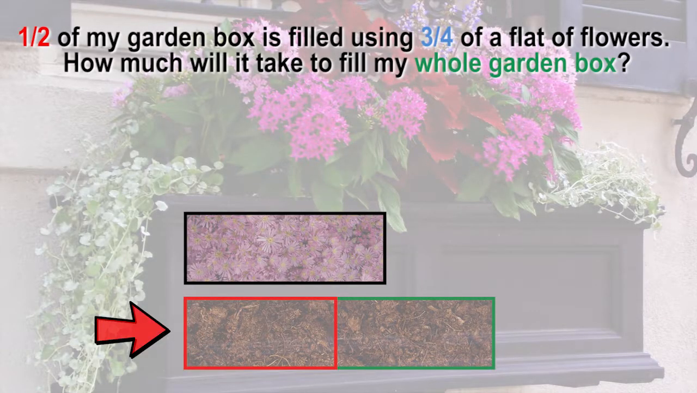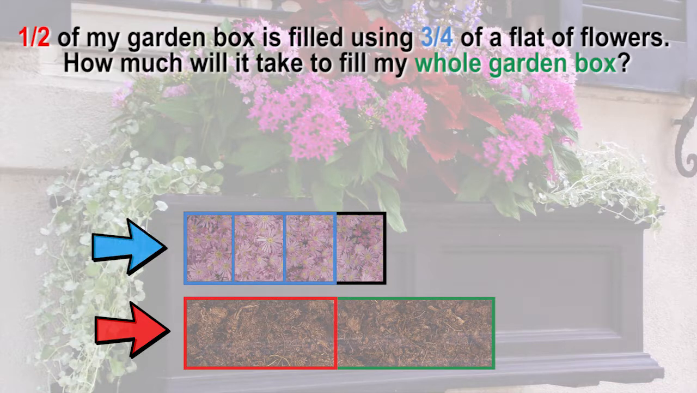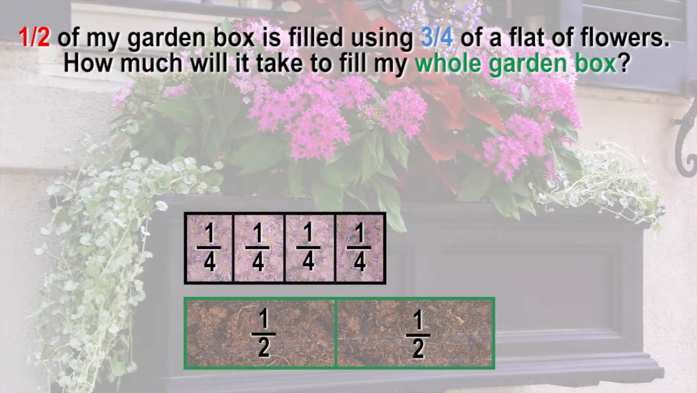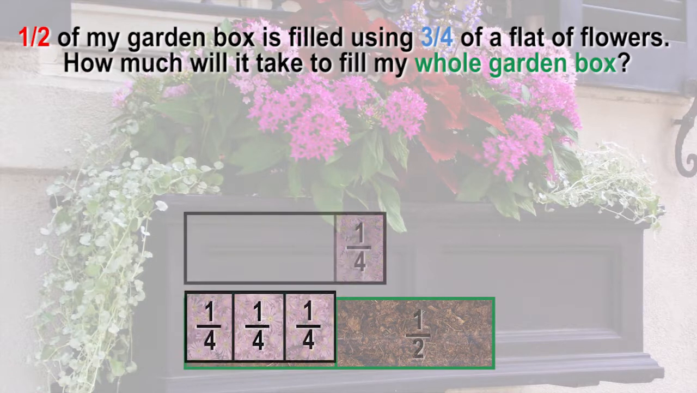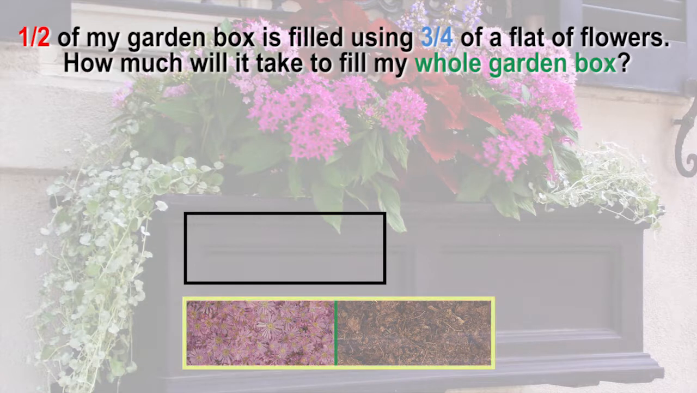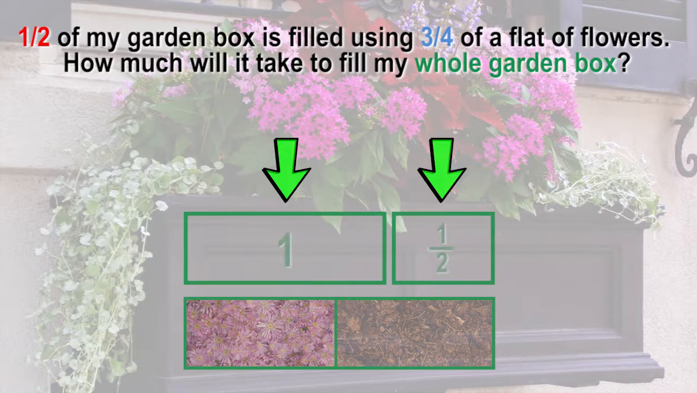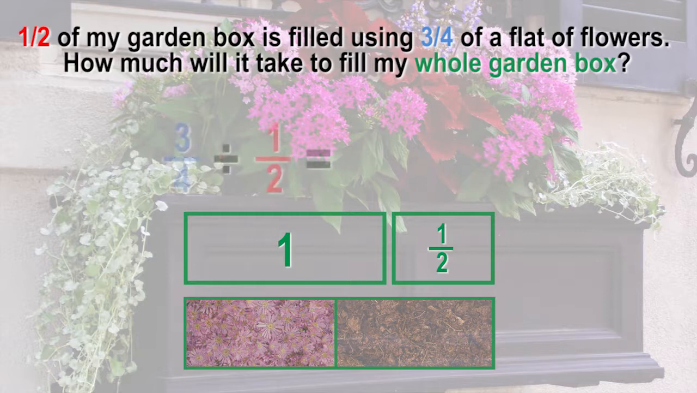1/2 of my garden is filled using 3/4 of a flat of flowers. How much will it take to fill my whole garden box? 3/4 of the flat fills 1/2 of the garden. If we fill the whole garden box, we will need to use 1 entire flat and then 2/4 or 1/2 of a flat. It will take 1 and 1/2 flats to fill the whole garden box.